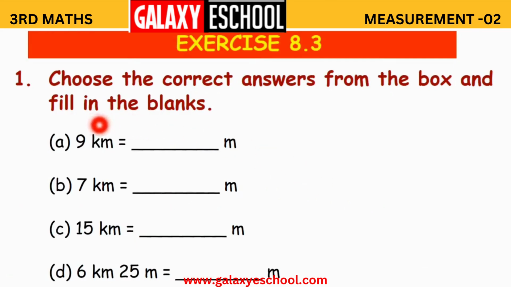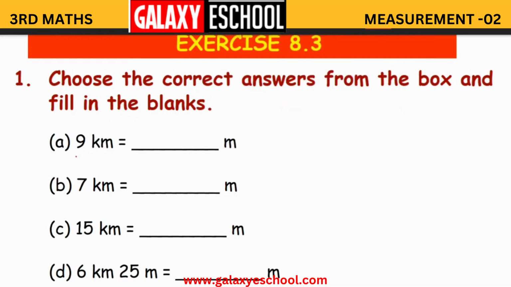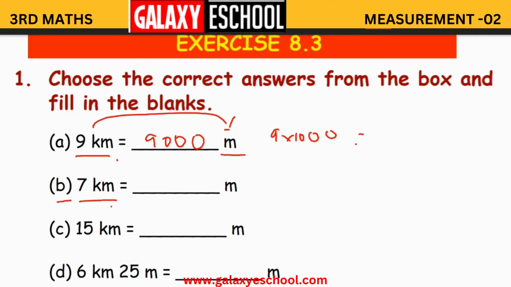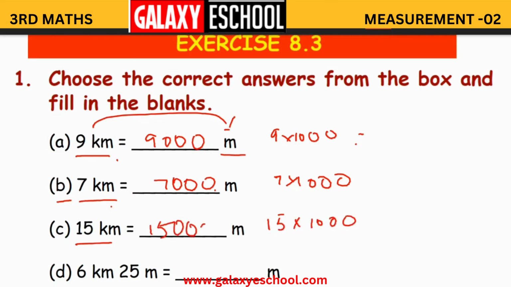Let us look at some example problems. Choose the correct answers and fill in the blanks. What should we do? We should fill up the blanks. 9 kilometers is equal to dash meters. How do we do this? 9 into 1000. Converting kilometers into meters. 9 into 1000 is equal to 9000 meters. Again for question B, 7 kilometers. 7 into 1000 is equal to 7000 meters. 15 kilometers. 15 into 1000, that is equal to 15,000 meters.